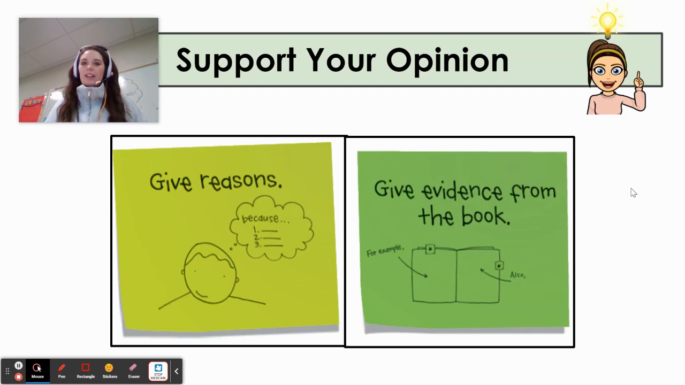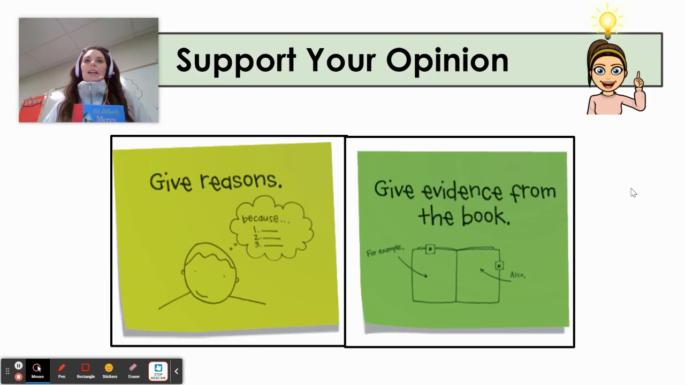So I mentioned in last week's lesson that it is really helpful to have the book with you. If you don't have the book with you, it's going to be hard to find examples from the text to support your opinion. So I would like you to hopefully choose a book that you either have at home or you have checked out from Miss Moore at the library. So please try to make sure you have the book with you.